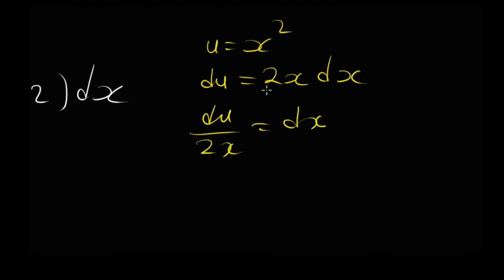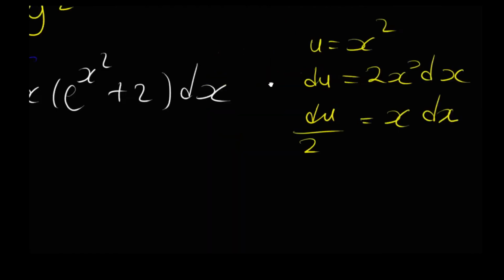So now you take this and substitute. Because we have x inside also, you just have to divide by 2 only. So that means x dx. You understand? It will be x dx. So you just have to have du over 2 is equal to x dx, right? Yeah, because we have x there. So then you can take that into the integral.